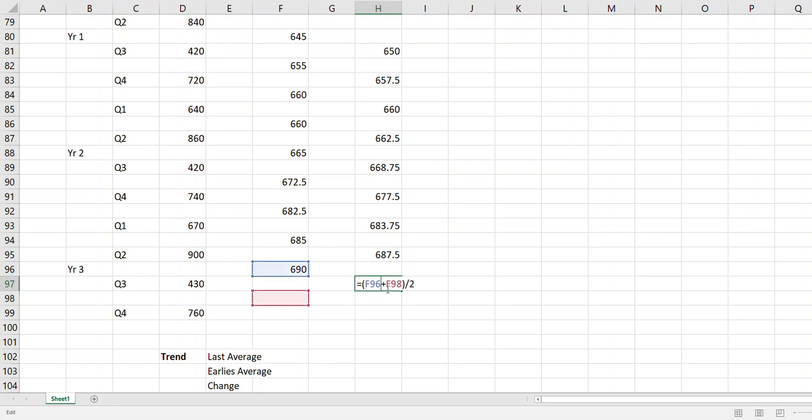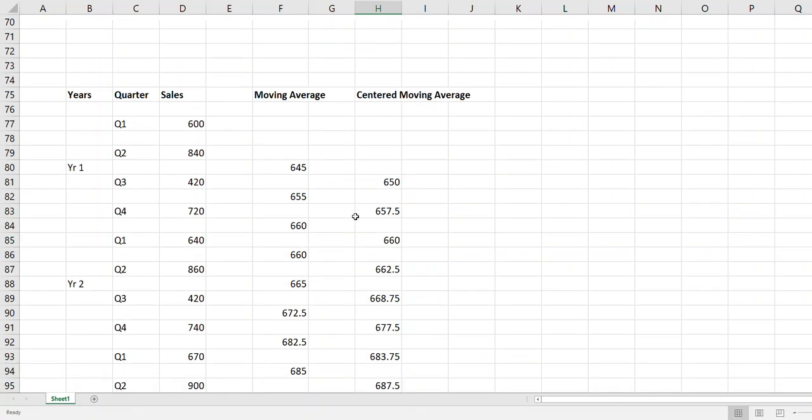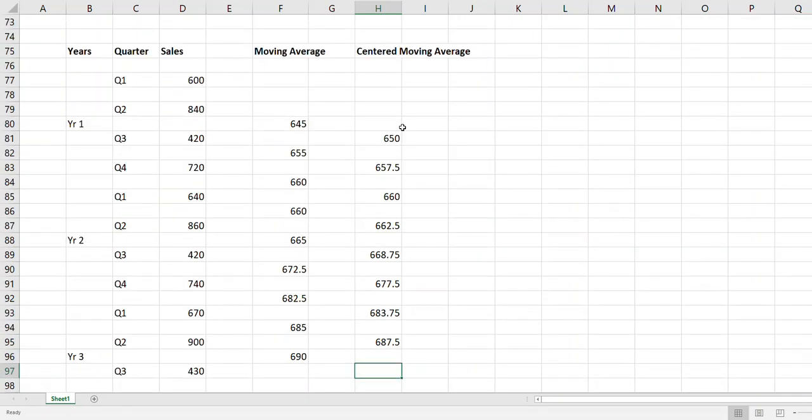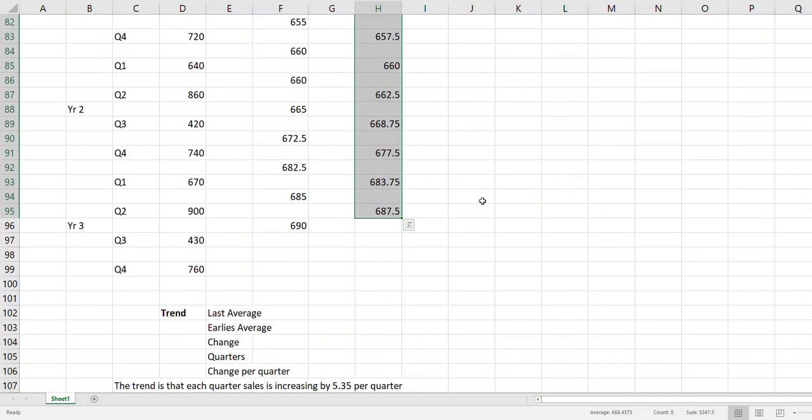Yeah, this should be my last figure because I don't have anything other. Now, if you look at this data, it is not very clear whether sales are increasing over time or decreasing. Sometimes it is higher, sometimes it is lower. Now, using this centered moving average, we know that they are increasing. So the trend is increasing. But we want to know how much it is increasing.